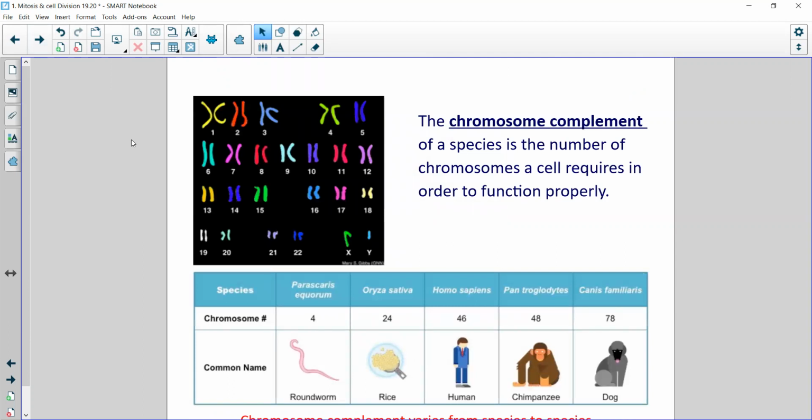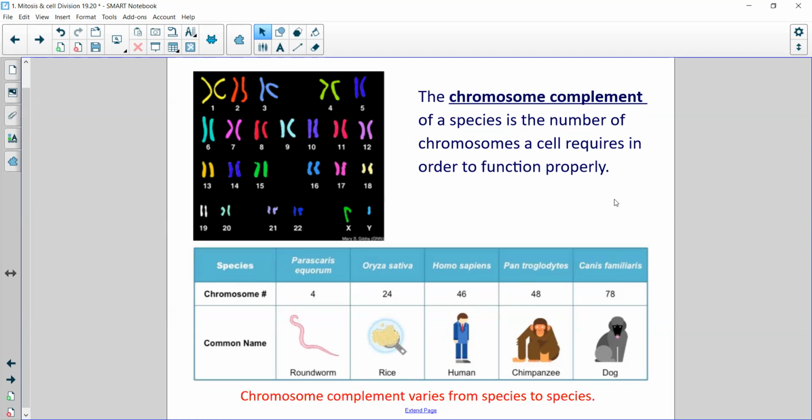Now, the chromosome complement, something we've heard before: the chromosome complement of a species is the number of chromosomes that the cell requires in order to function properly. So we're really referring to the diploid cells here. So in a diploid human cell, we would have 46 chromosomes in the chromosome complement. You can see them all laid out here in that picture. But for different species, that complement might be slightly different. So for a roundworm here, it's only 4, rice plants, 24, chimpanzees, 48, dogs, 78. So the complement is the number of chromosomes that the cell requires to function properly for that specific species.